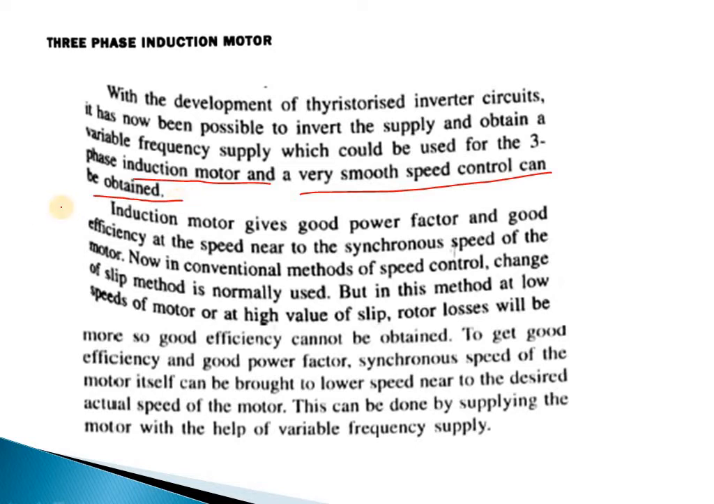To get good efficiency and good power factor, the synchronous speed of the motor itself can be brought to a lower speed near the desired actual value. This can be done by supplying the motor with the help of a variable frequency supply. So, after the invention of the variable frequency drive, like cycloconverter drives or thyristor-based drives, the three-phase induction motor can be smoothly controlled by variation of frequency as well as voltage.